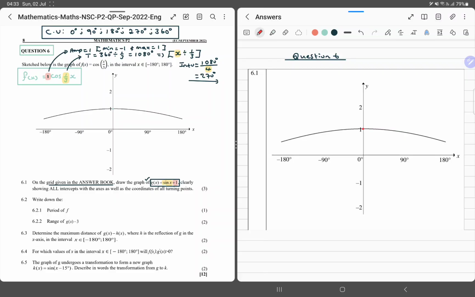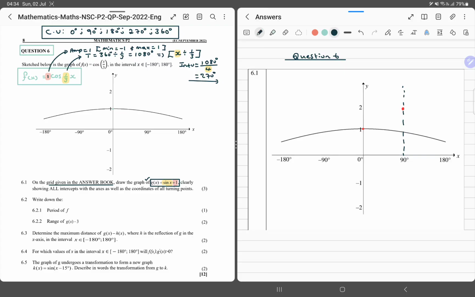Then sine of 90 is a 1. Then we add a 1. It goes to a 2. Sometimes these ones are a bit silly. Just to get it right is a bit difficult, okay? So we see there that there is a 2 there. And then sine of 180 is a 0. Then 0 plus 1 is a 1.